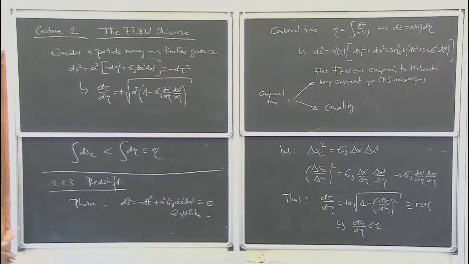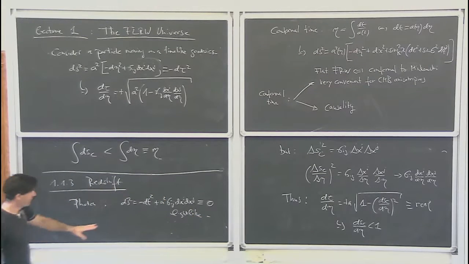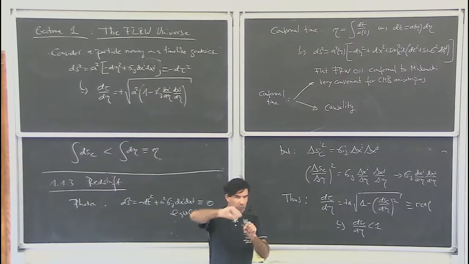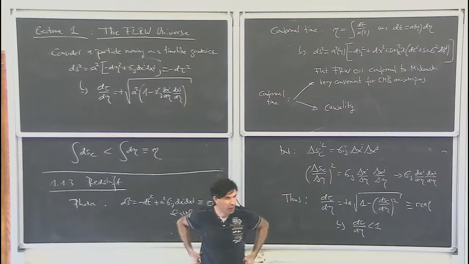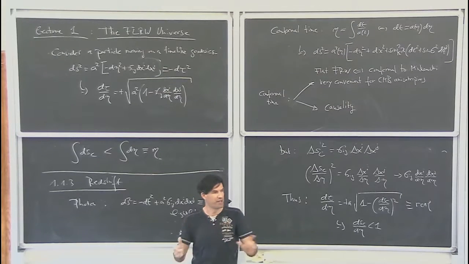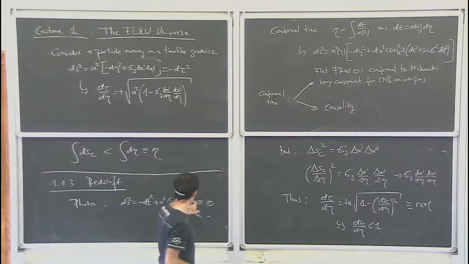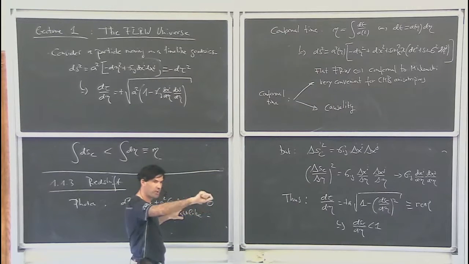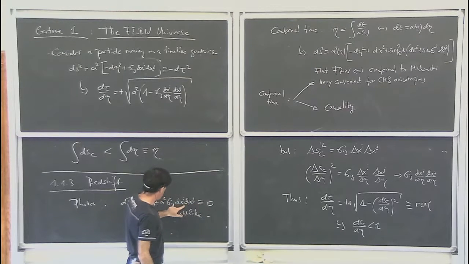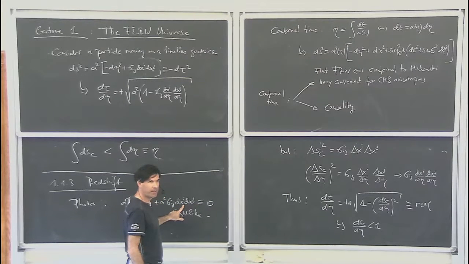Now, I want to simplify this a bit further, because I have three coordinates here, but I want to choose, basically, a photon that propagates radially, as seen from my coordinate. So its two angular coordinates are fixed. They don't change with time. So the angular coordinates, in this case, if the photon propagates radially, I can just drop them.